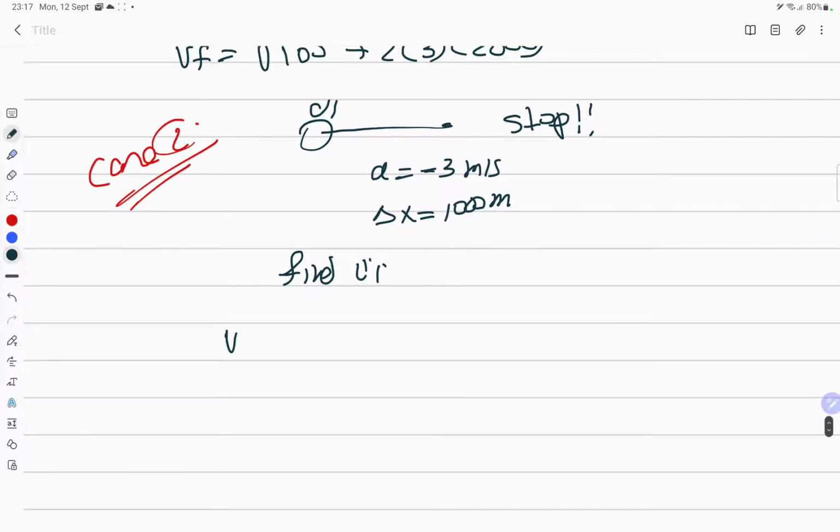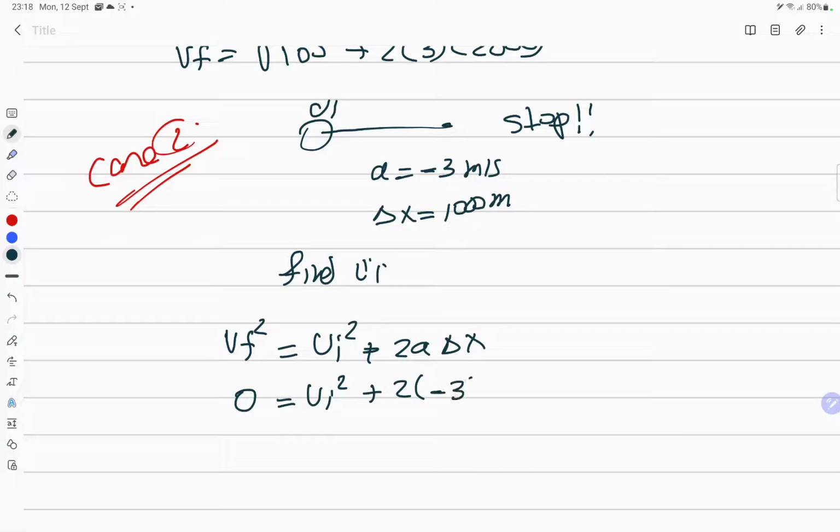So in this case I know that v final squared is equal to v initial squared plus 2a delta x. Since it's deceleration and it stops, v final is 0. I want to find v initial squared, plus 2 times the acceleration, negative 3, times delta x, which is 1000. Don't mix, we are talking about horizontal movement, this is part 2 of the lesson, section 2.2.